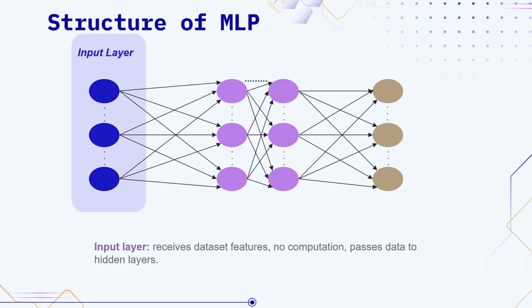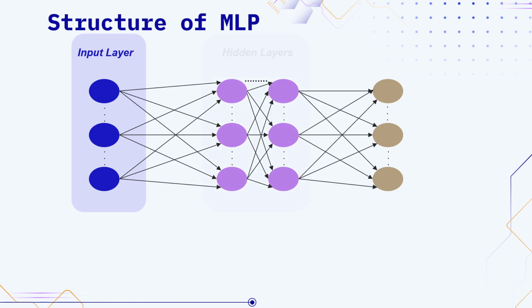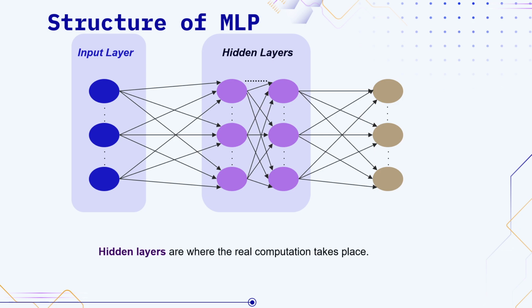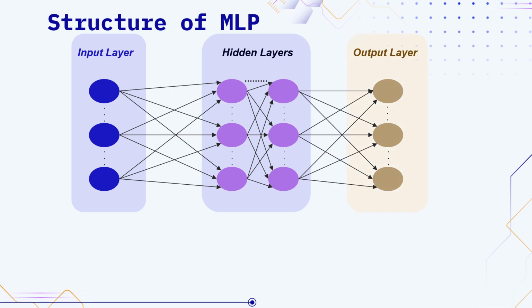First, we have the input layer, which receives the dataset's features. It has no computation, and its job is only to pass data to the hidden layer or to the next hidden layer. Next, we have the hidden layers, which could be either one or multiple, and they are the layers where the real computation takes place. Finally, we have the output layer, which produces the final prediction.